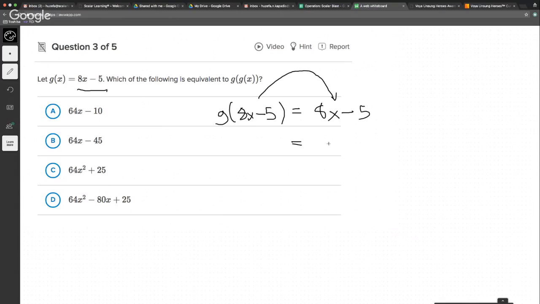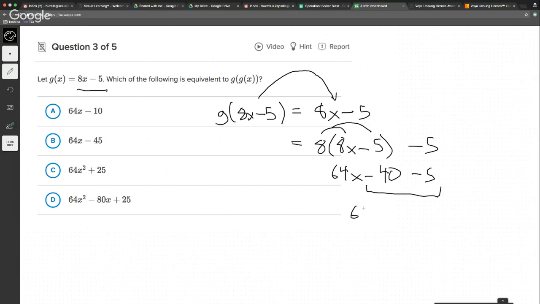So we have equals 8 times 8x minus 5 minus 5. This leapfrogs and distributes, right? We have 64x minus 40 minus 5. Combine these guys as like terms. 64x minus 45. Check that out. Boom. 64x minus 45 is B.